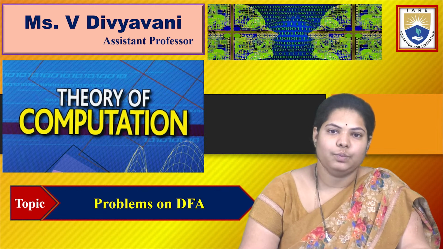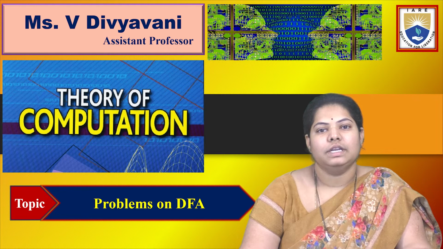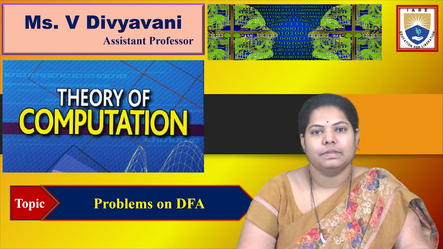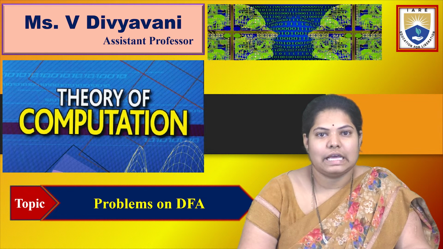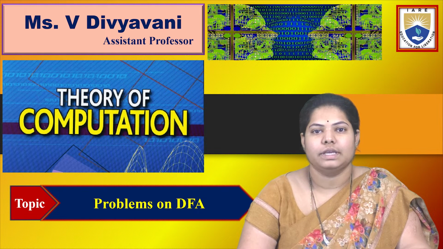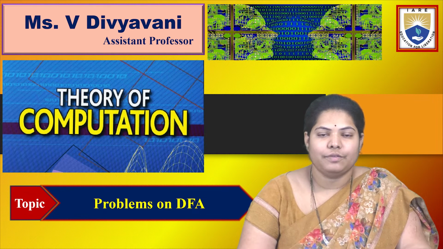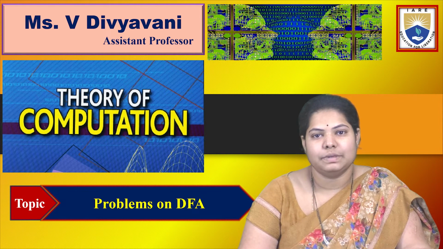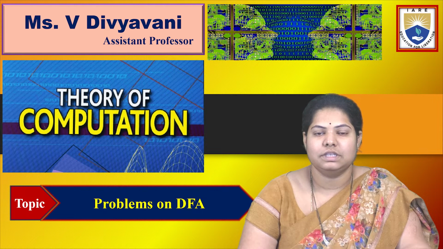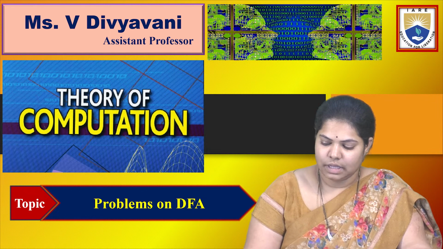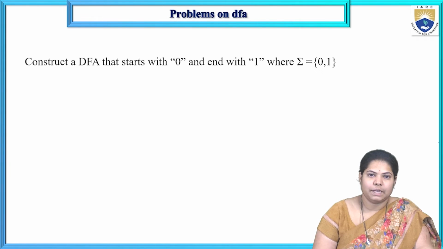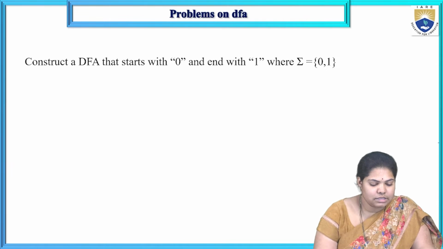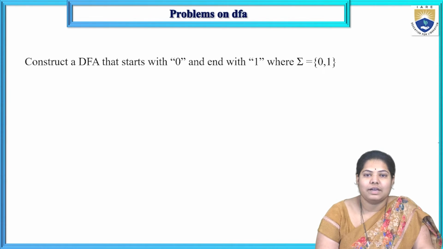So, in the last sessions, we have discussed deterministic finite automata, and in these classes, we are going to discuss some more examples, or we can call them complex examples, on deterministic finite automata. Right? So the first example that I'm taking here is: construct a DFA that starts with 0 and ends with 1, on the input symbols 0 and 1.